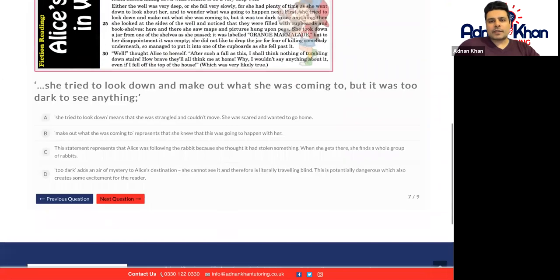And we have this key statement here. She tried to look down and make out what she was coming to, but it was too dark to see anything at all. So where do you think the mystery and the excitement will be here?